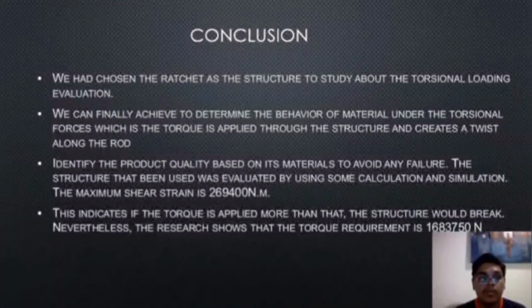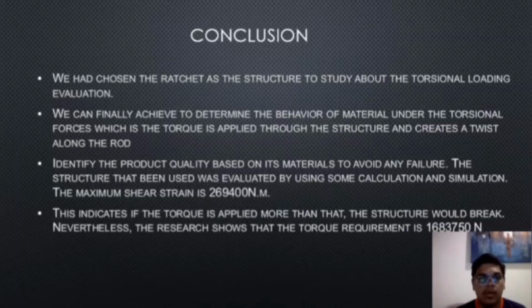For the conclusion, we chose the wrench as the structure to study the torsional loading evaluations. Next, we were able to determine the behavior of material under the torsional force, which is that the torque is applied through the structure and creates a twist along the rod. We identified the product quality based on its material to avoid any failure. The structure was evaluated by using calculations and simulations.